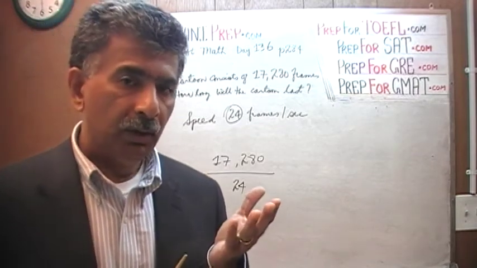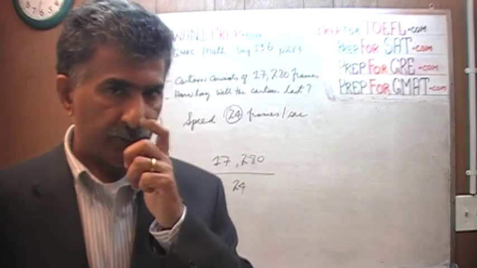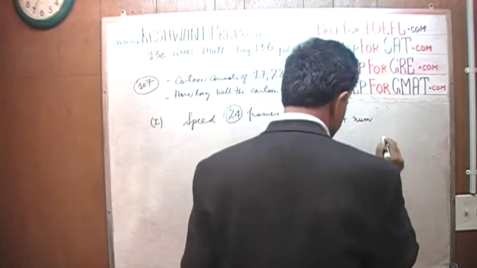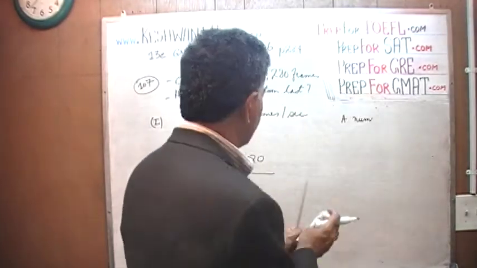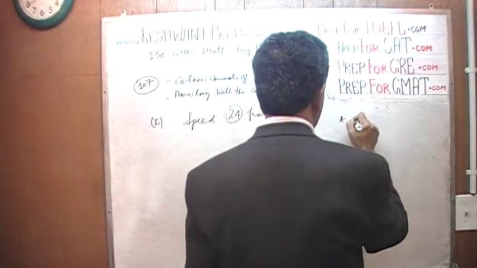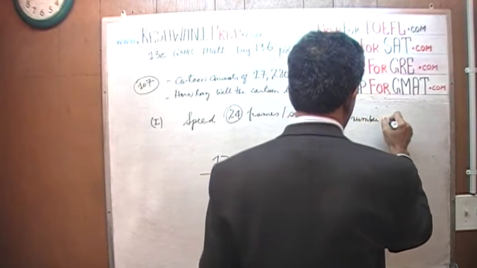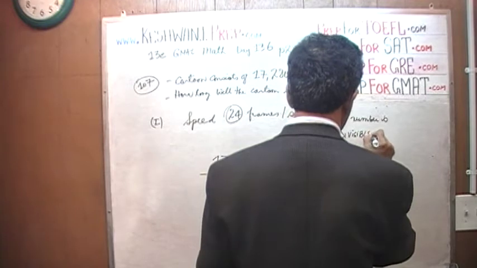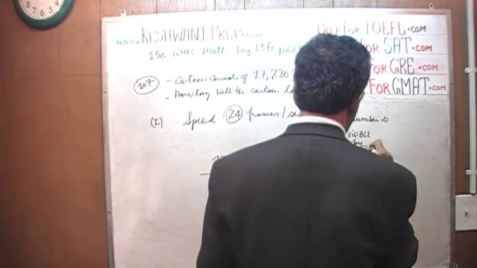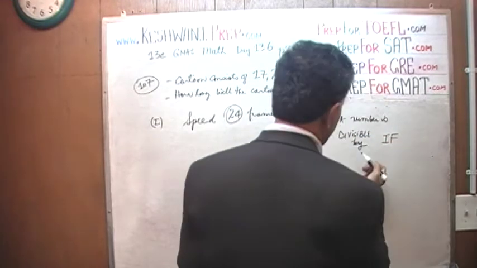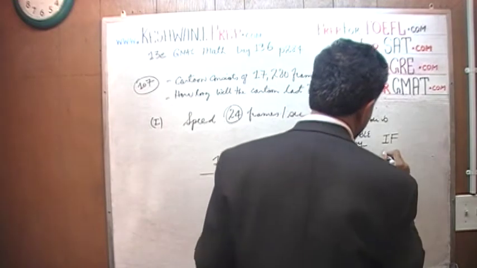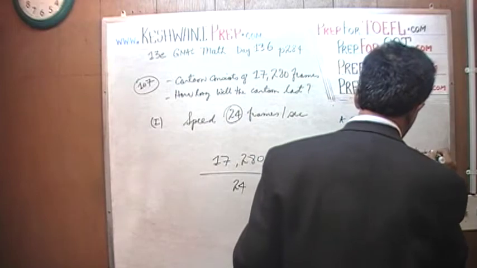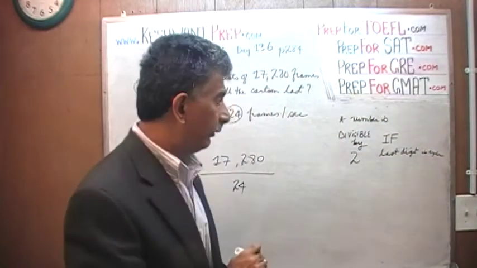How do you know if a number is divisible by 3? I changed my mind, I'm going to actually write it out here. A number is divisible by 2 if the last digit is even. That was fairly straightforward.